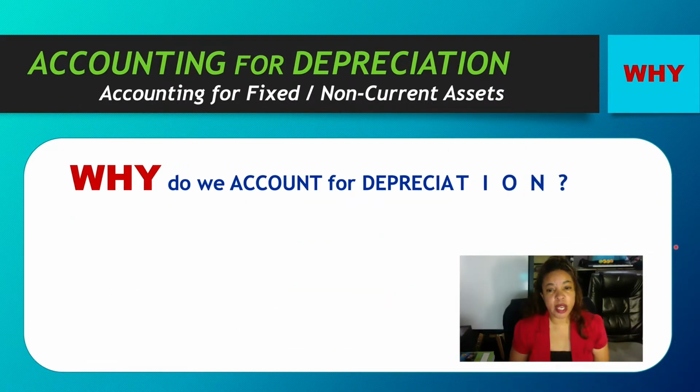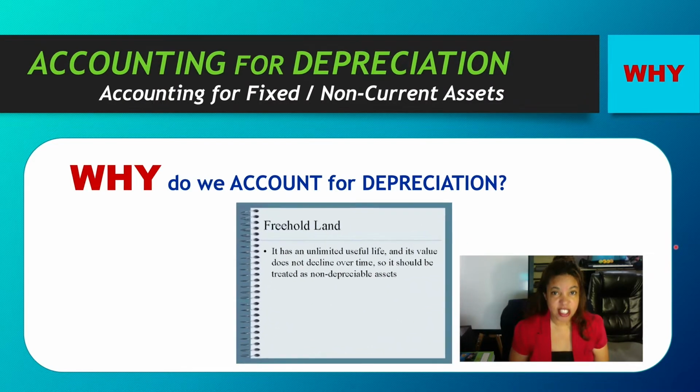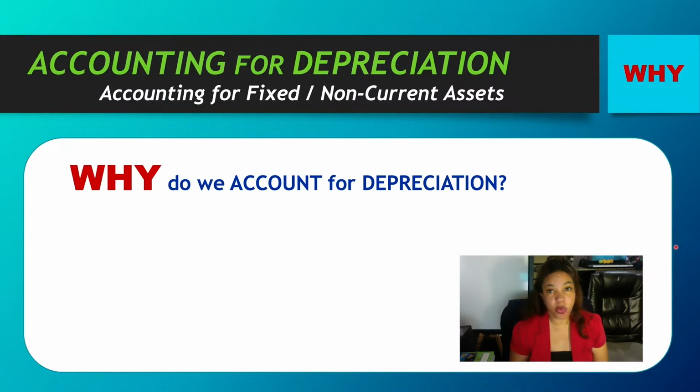So why do we have to account for depreciation? Because we do not account for appreciation. So land is an asset that does not depreciate, but it appreciates. However, we are not to account for that increase in value. But we do, however, have to account for the decrease in the value of the non-current assets.